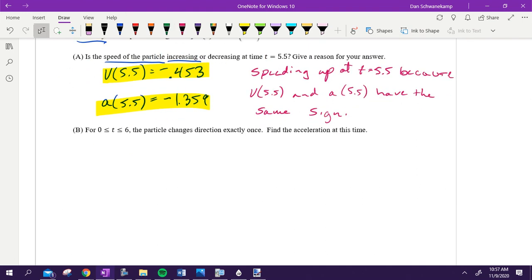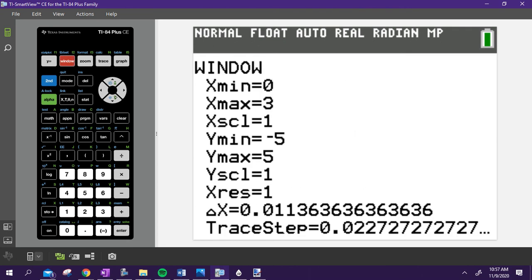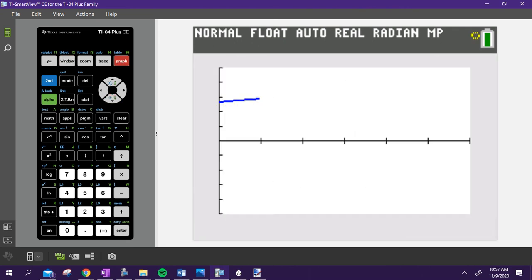Great. Next one says between 0 and 6, the particle changes directions exactly once. Find the acceleration at this time. So we're doing the same thing. We're looking at our calculator. We're going window 0 to 6. I want to find the acceleration the one time the velocity changes signs.